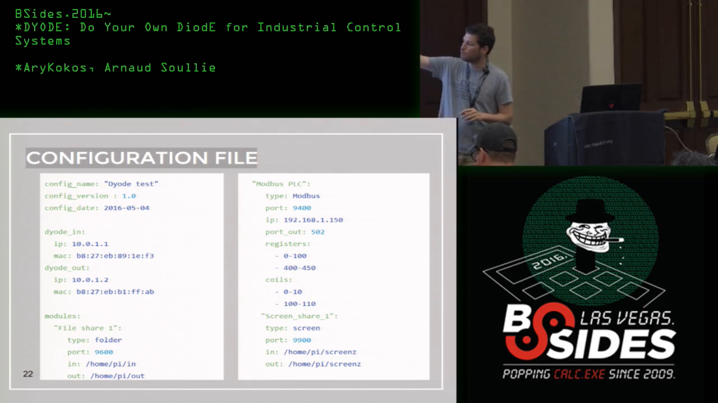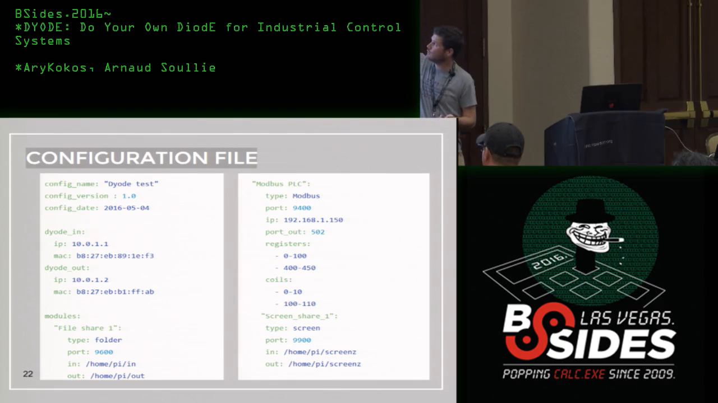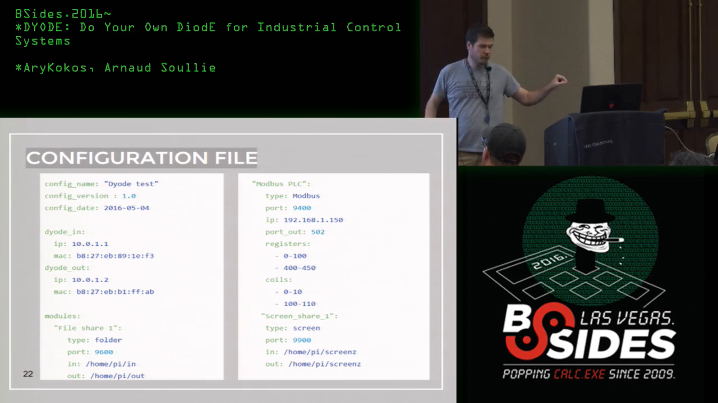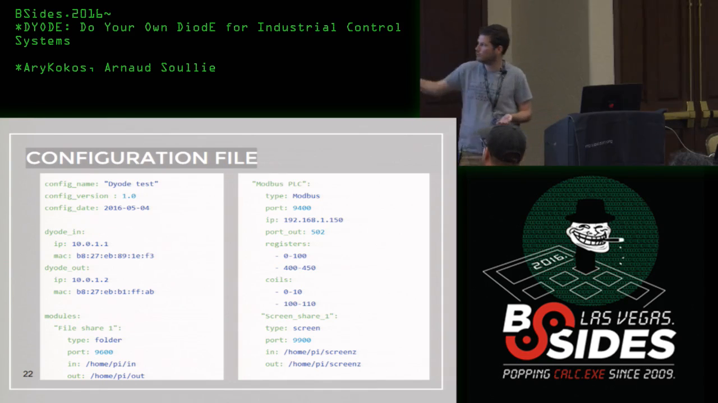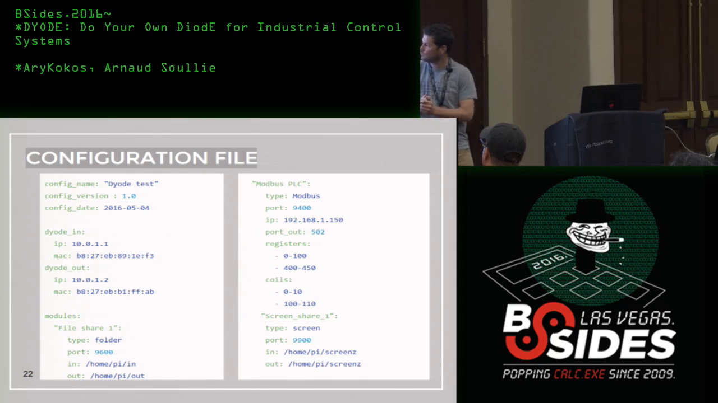And then you just define all the modules that you want to use. At the moment, we have 3 types of module: file transfer, it's called folder. You just have to choose a port number, which must be unique, and the file path for the input and the output. If you want to add a Modbus PLC, you just type Modbus. Then you define the IP address of the PLC. Then you define on which port on the second Raspberry Pi the server will be instantiated, and then you define the values that you want to copy, because we cannot copy all the values. It would take too much time, so you just define what kind of values you want to copy.